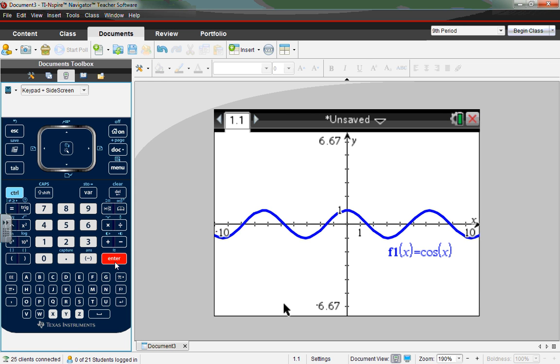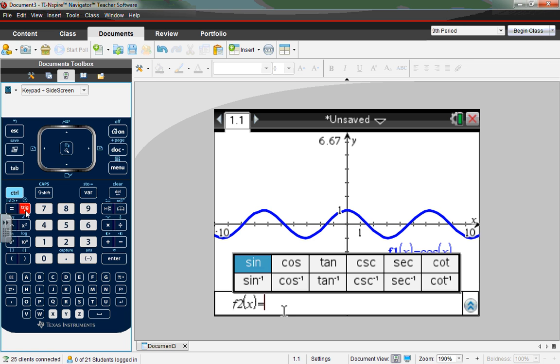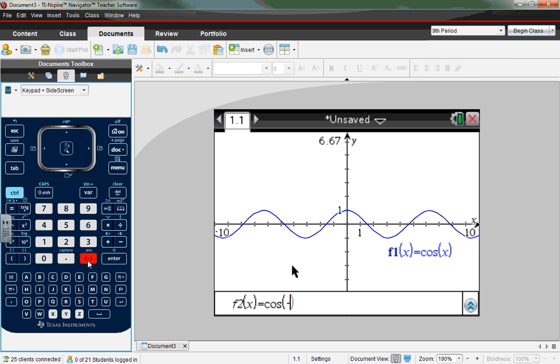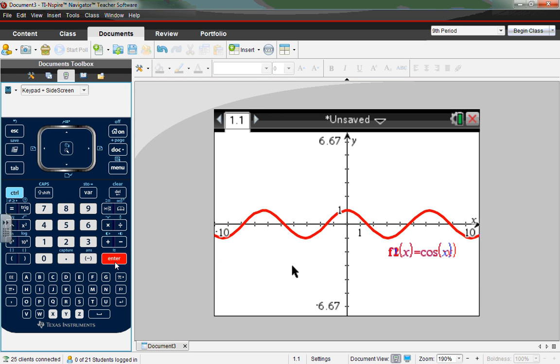Now I want you to hit tab, and now we're going to graph the cosine of negative x. And hit enter. What do you notice? They're exactly the same. Well, were we expecting those to be exactly the same? Yes, because we know that that's an even function. Do we understand that, yes or no? Okay, well, let's talk about the sine.